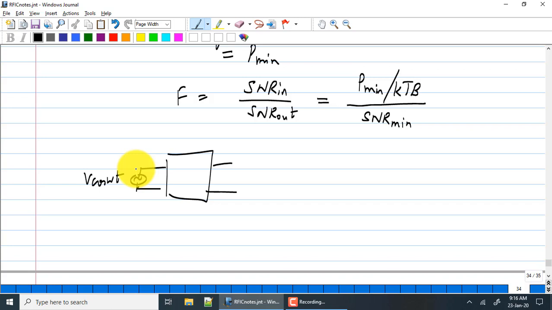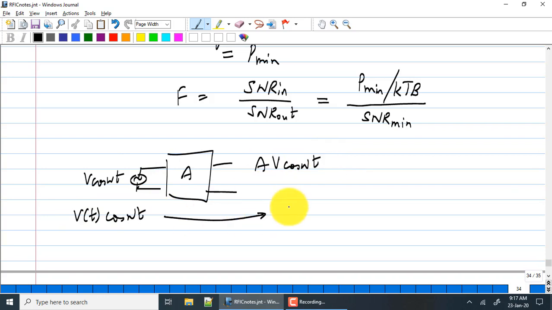The output will just be a scaled version of the input. Make sense? Now, if I apply instead of V cos omega t, V of t cos omega t to my 2-port circuit, what will happen to the output? Let's say it had a gain A. The output originally would have been A V cos omega t. Now it will just be A V of t cos omega t. The circuit is linear, right?